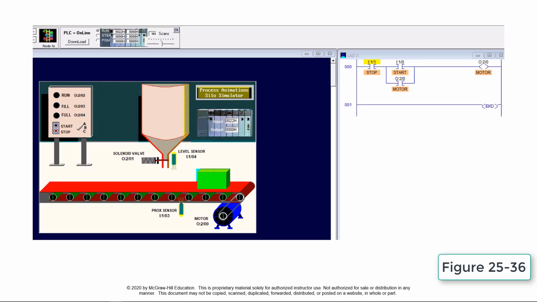At the same time the true motor output instruction closes, it makes the motor auxiliary instruction true. Once the start push button is released, electrical rung continuity is maintained by the true auxiliary instruction. The simulation is turned on to observe the operation of the program.